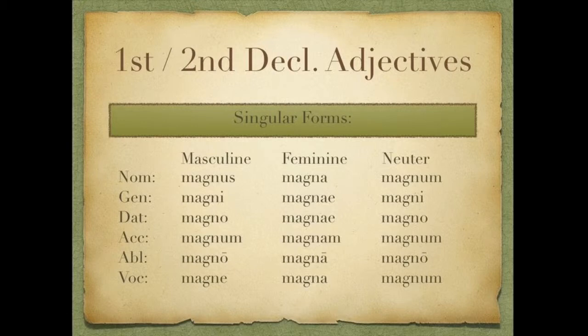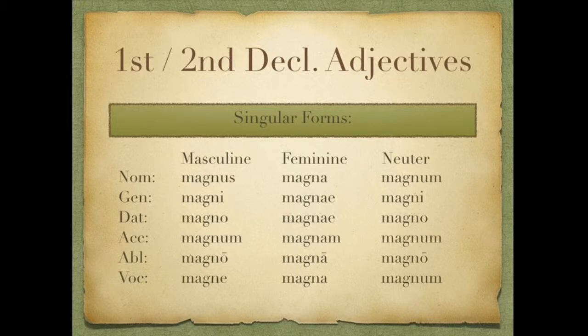So here we have just the singular forms, and again you can see all six cases plus masculine, feminine, and neuter. And usually the way we read these is we read them across in rows. So we'll read the nominative masculine, then the feminine, then the neuter, then go to the genitive. So as you build your charts and write them down, whatever works for you. But we'll go ahead and go through it that way in a horizontal fashion.